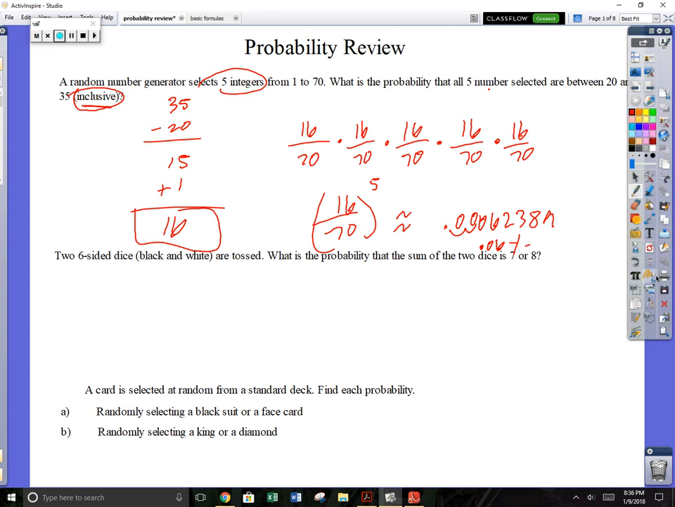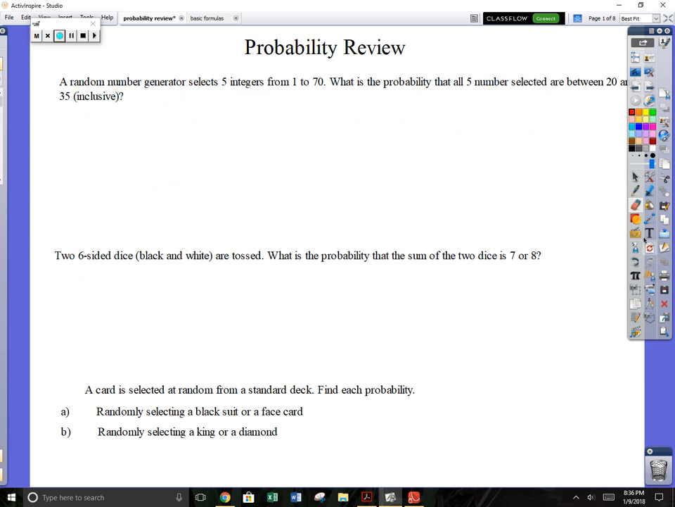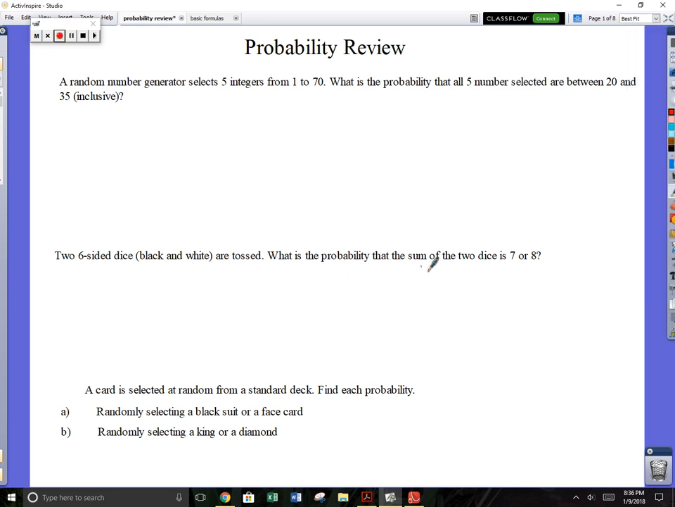Okay, now the next one. 2-sided dice, one's black and one's white, are going to be thrown. What's the chance that the sum of the 2 dice is a 7 or an 8?